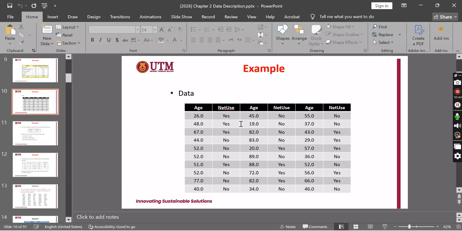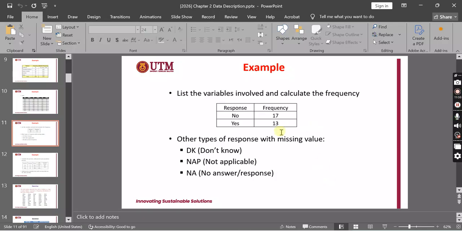You can compute it. How many yes do we have? 1, 2, 3, 4, 5 here. Okay, 5, 6, 7, 8, last column 9, 10, 11, 12, 13. So we have 13. The other number remaining is no, which is 17.